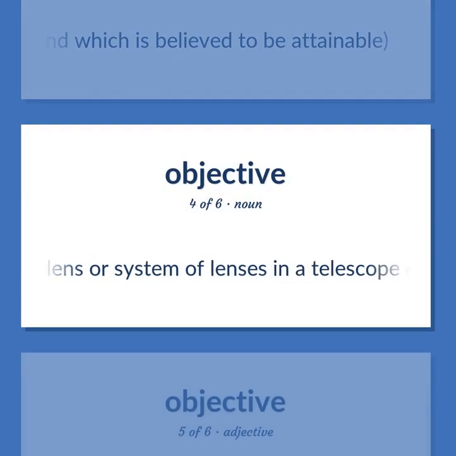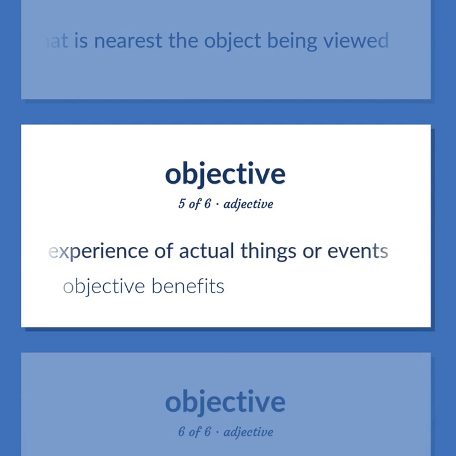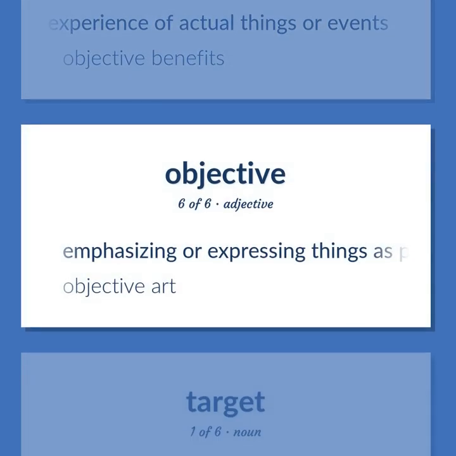The lens or system of lenses in a telescope or microscope that is nearest the object being viewed. Belonging to immediate experience of actual things or events. Objective benefits. Emphasizing or expressing things as perceived without distortion of personal feelings or interpretation. Objective art.